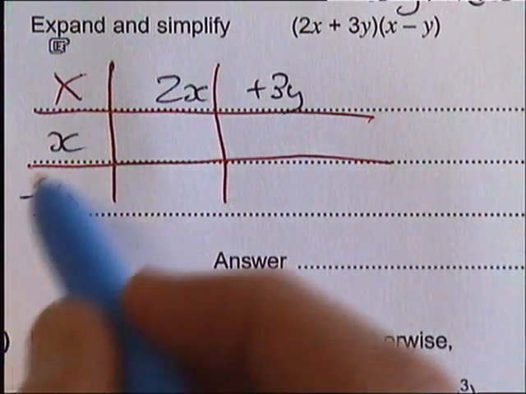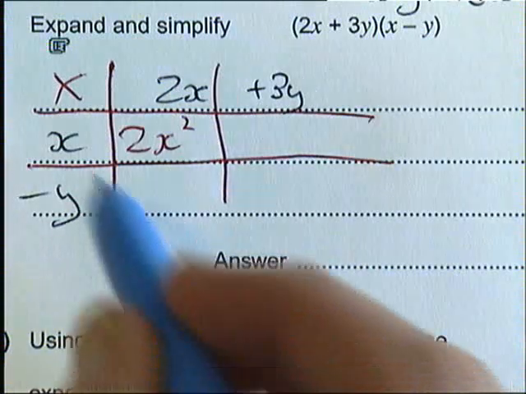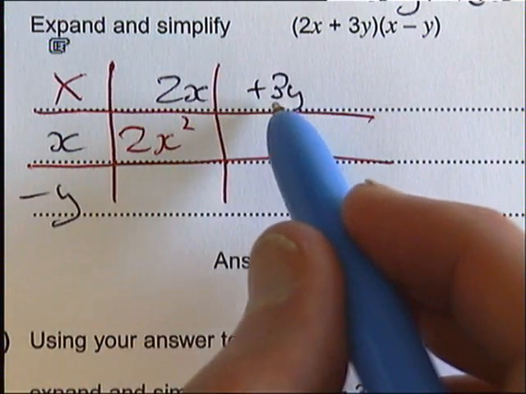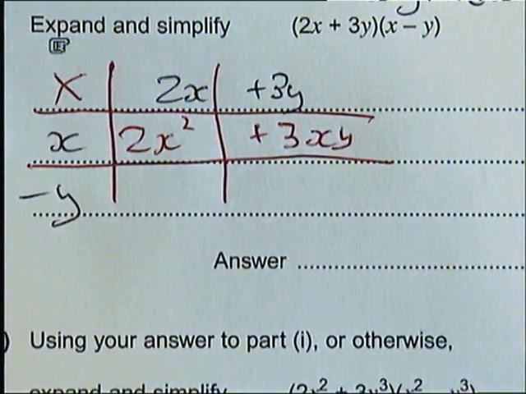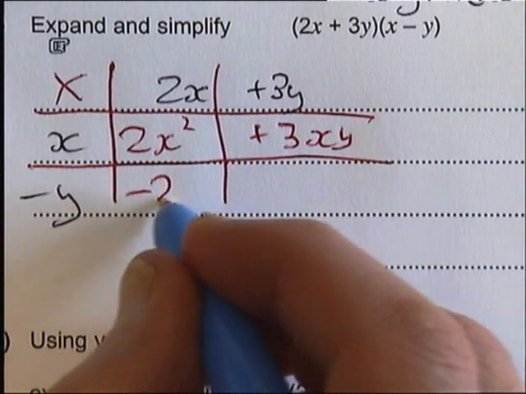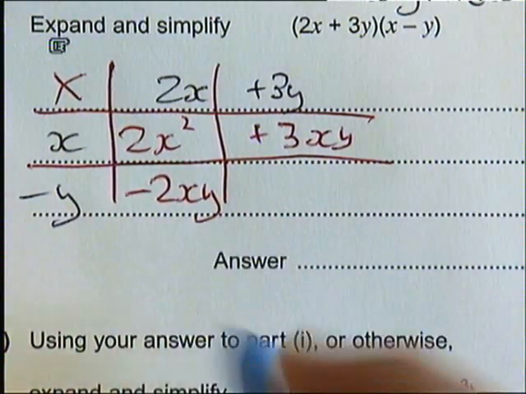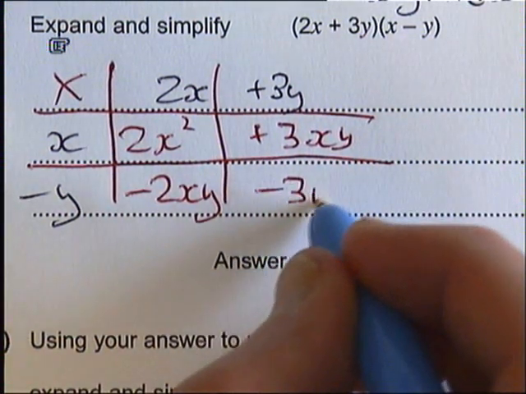x times by 2x is 2x squared. x times by a positive 3y is a positive 3xy. 2x times by a negative y is minus 2xy. 3y times by negative y is minus 3y squared.